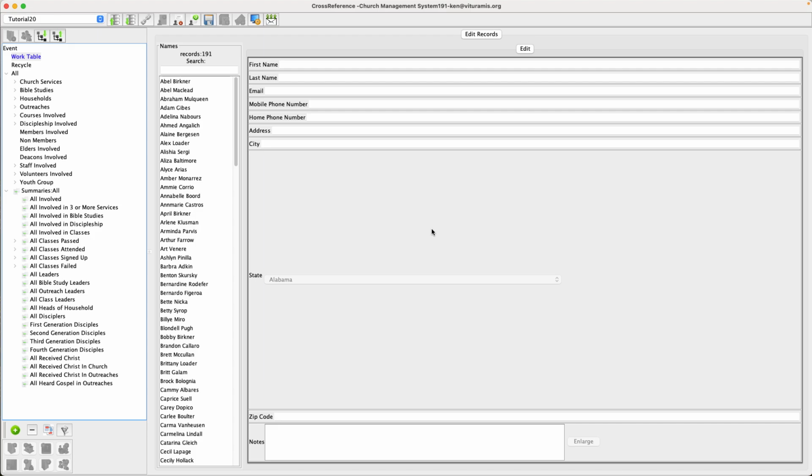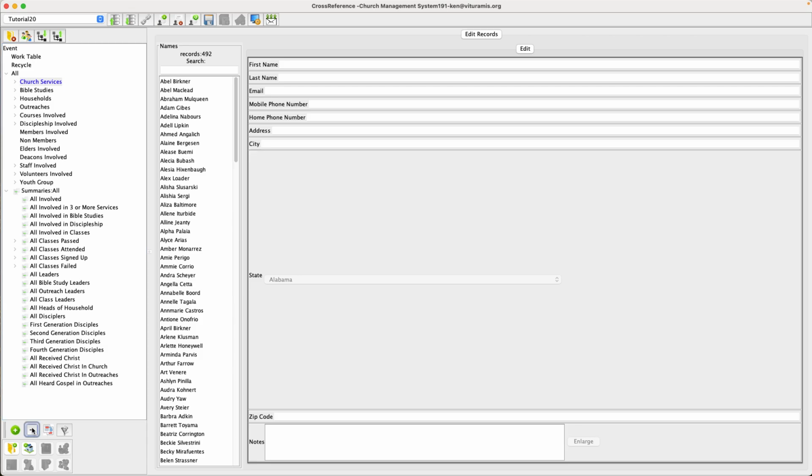One thing that CrossReference can do for you is help you understand how well you're doing in getting people from services to Bible studies. Let's look at an example of just such a query. Let's say we want to know how many people from church services are going to Bible studies. So we select church services, and it's somewhere around 500 records.